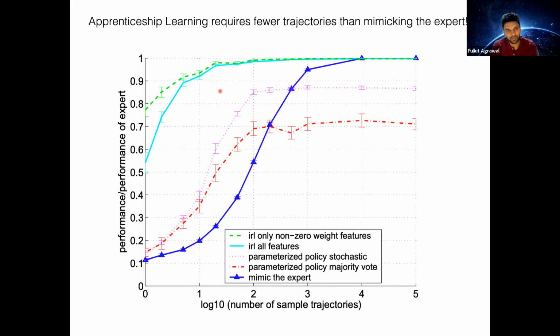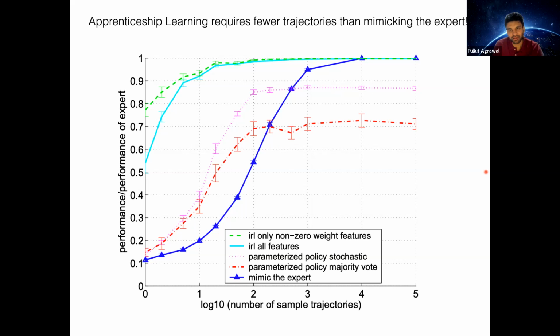Now we can compare the IRL approach with other approaches to learn policies. On the y-axis is the performance. On the x-axis is the number of trajectories. This blue and the green line are two variants of IRL. The blue line is when I'm trying to mimic the expert. What you find is that if you're directly trying to mimic the expert, it requires more trajectories than if you're doing IRL.